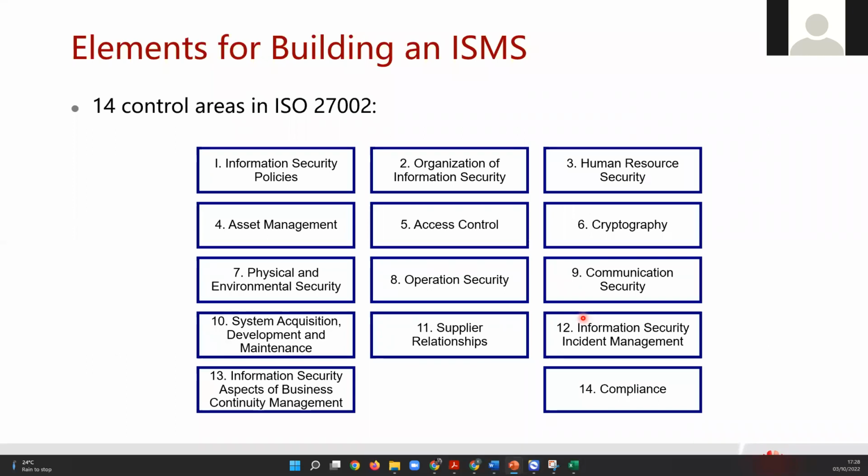For example, asset management, just to highlight a few. Some are in operation security. How do you deal with supplier relationships? For example, we had a lot of issues in terms of our elections. The supplier knows everything. They were putting their servers in the same server, the same cloud, or the same premises as a competitor. So there are issues with regards to supplier relationships. There are issues with regards to compliance. There are issues with regards to cryptography.